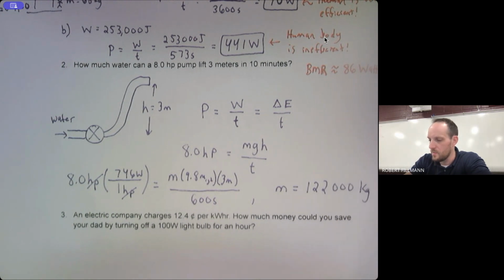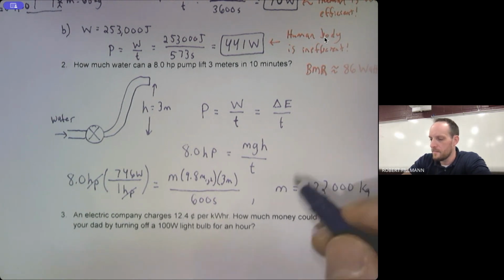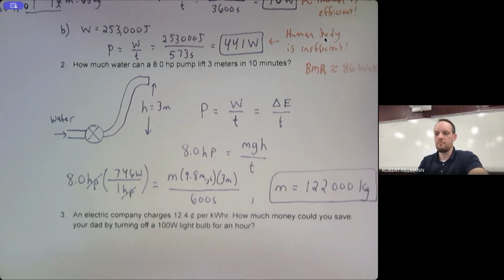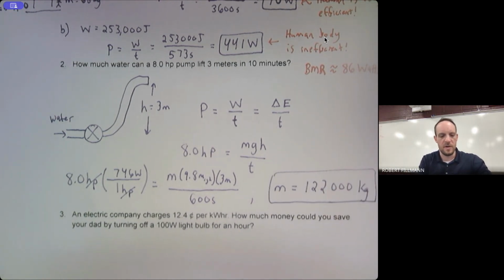122,000 kilograms of water would be lifted by the 8 horsepower pump. Okay, that leads us into our final question.